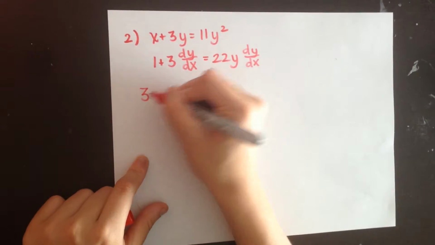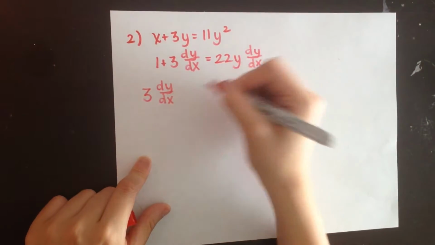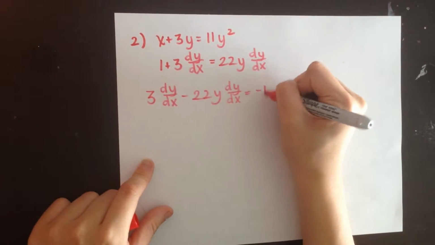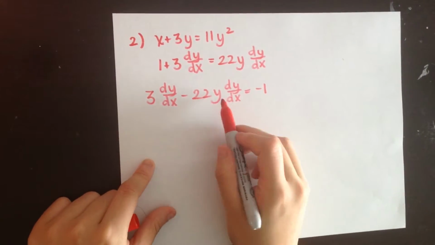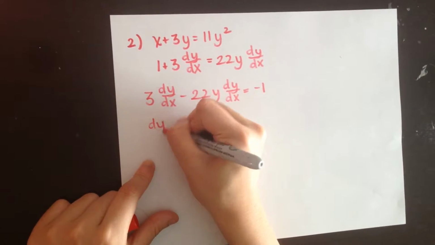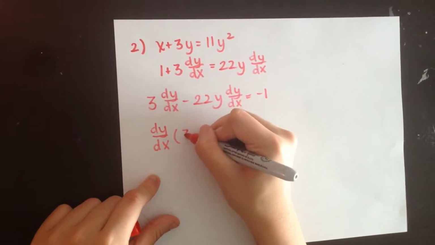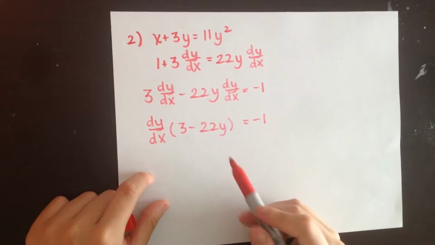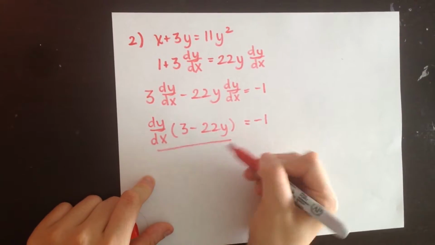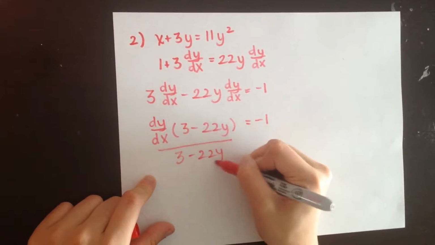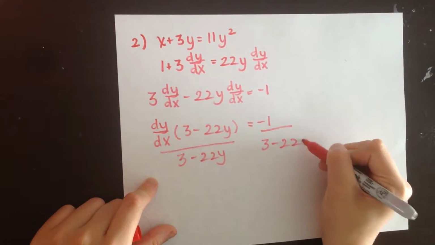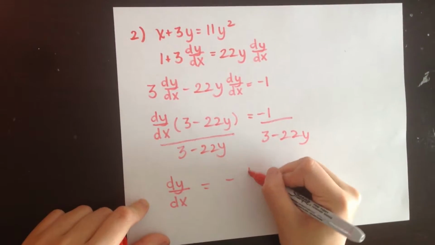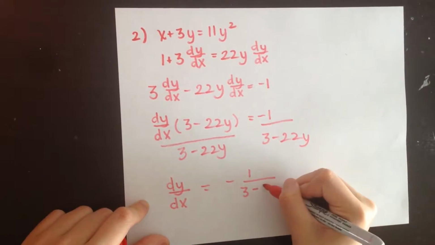So it would be 3 dy over dx minus 22y dy over dx equals negative 1. And since these have a common factor, you can factor out the dy over dx, which gives you dy over dx times 3 minus 22y equals negative 1. Now all you need to do is isolate the dy over dx, so you just divide by 3 minus 22y on both sides. So at the end, your derivative would be negative 1 over 3 minus 22y.